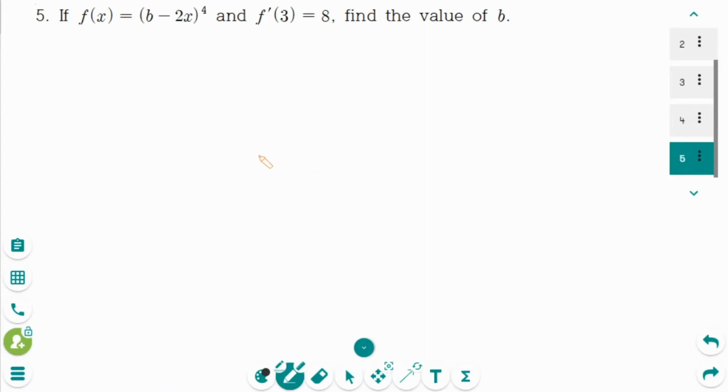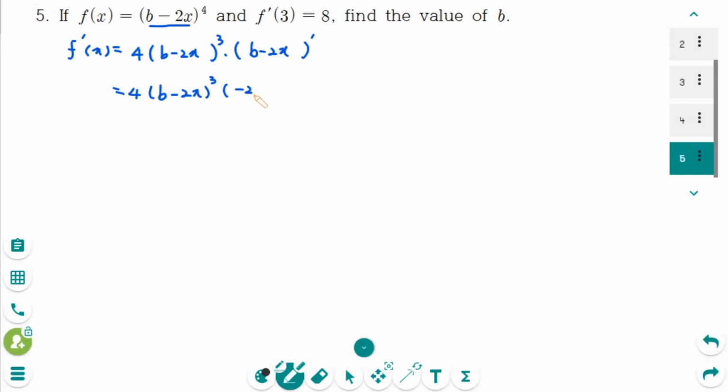Number 5, f(x) equals (b − 2x)⁴. Then f'(x) equals, think this is u, 4u³ times u'. Keep the inner function, b − 2x. So 4 times (b − 2x)³ times (b − 2x)' which equals −2. So −8 times (b − 2x)³.